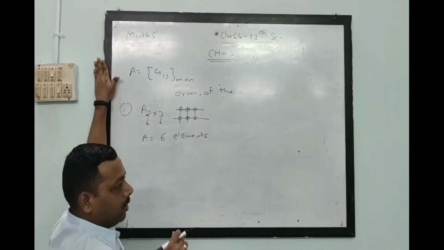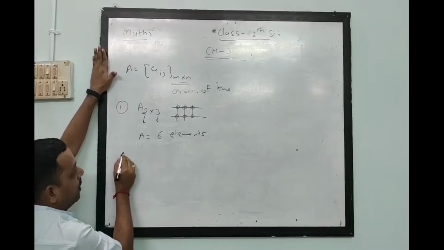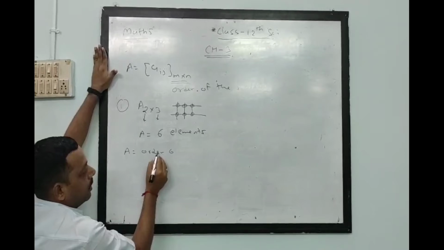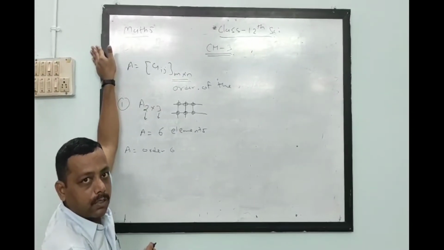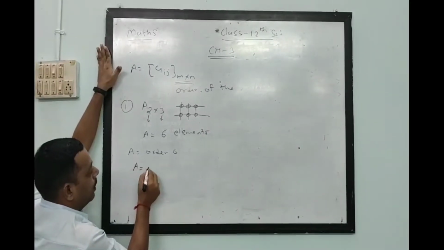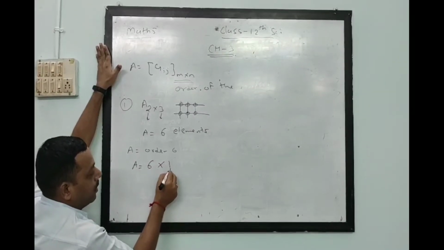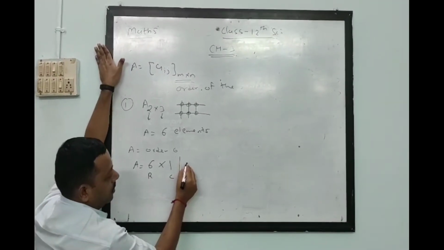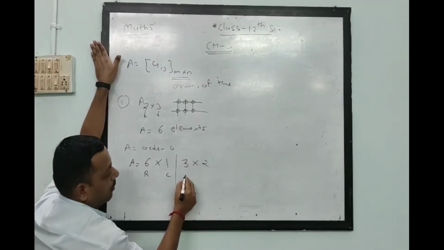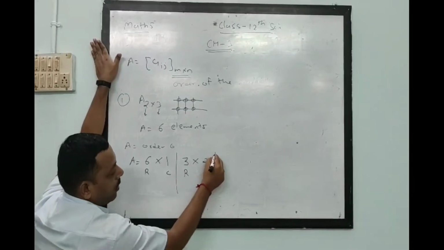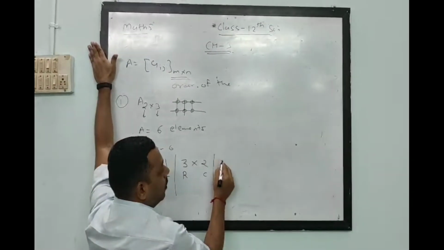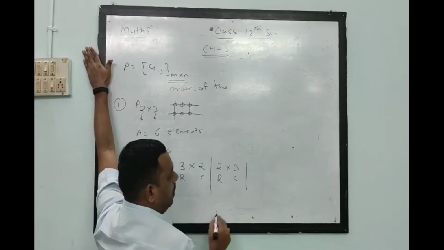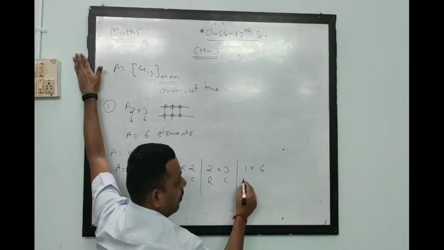But if I change the question, if matrix A has order 6, then the possible matrices are: first, it might be 6 by 1, where 6 is row, 1 is column. Second possibility is 3 by 2, where 3 is row, 2 is column. Next 2 by 3, so 2 rows, 3 columns, and the last is 1 by 6, 1 row, and 6 columns.